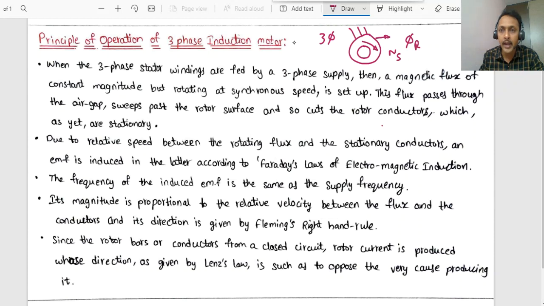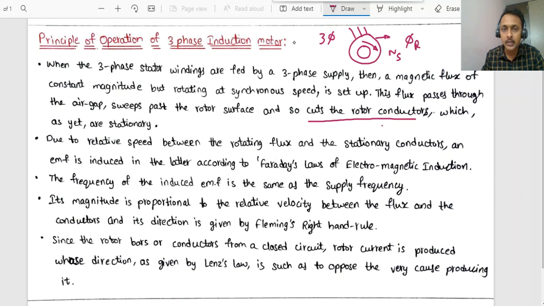Now here we have a rotor, which is initially stationary, and we already have conductors placed in it. This flux passes through the air gap and sweeps the rotor surface. As it sweeps the rotor surface, it is going to cut the rotor conductors. This is very important. I repeat, because of the applied three-phase supply, the flux is established, and this magnetic flux will be of constant magnitude, but it will be rotating at synchronous speed.